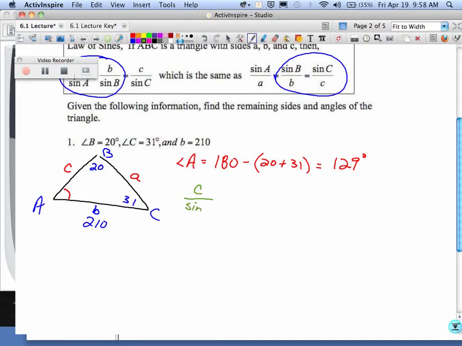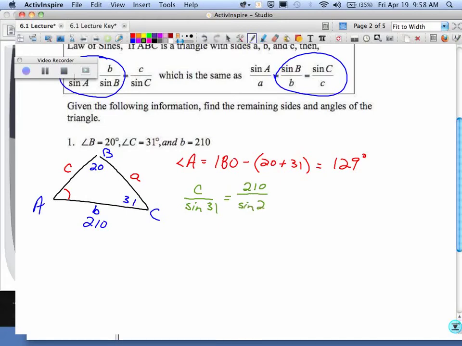To work with the law of sines, you have to have what I call an angle side pair. You have to know an angle and its partner side, or a side and its partner angle. So we're going to use those two. I'm going to put the 210 on top over the sine of the 20 degrees. So what you're doing is setting up a proportion. If you put the sides on top, they both have to be on top and the angles on the bottom.